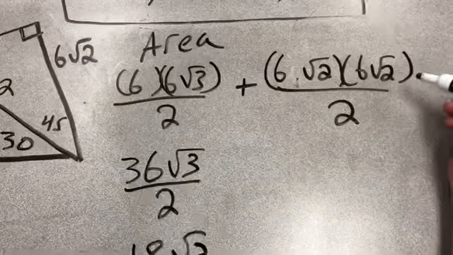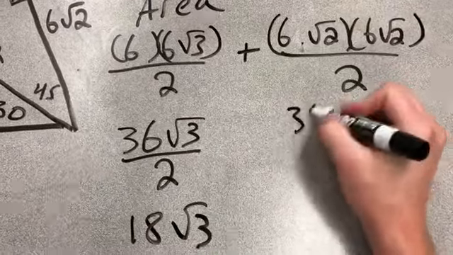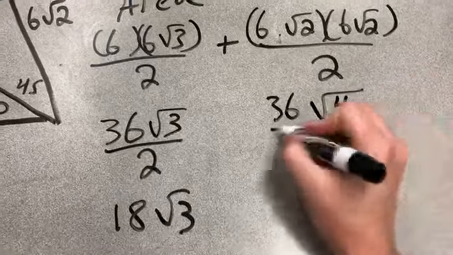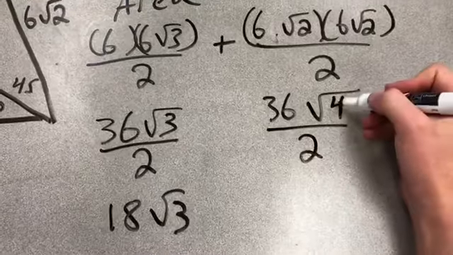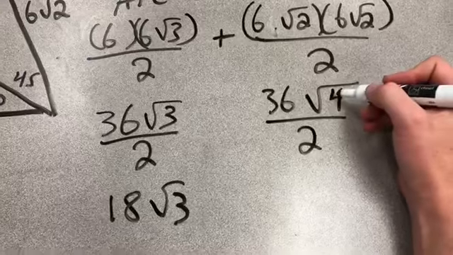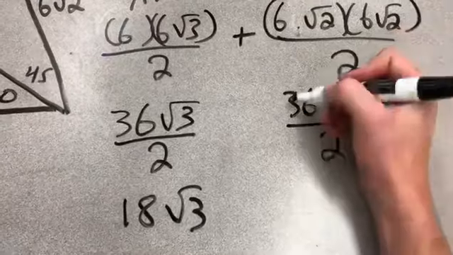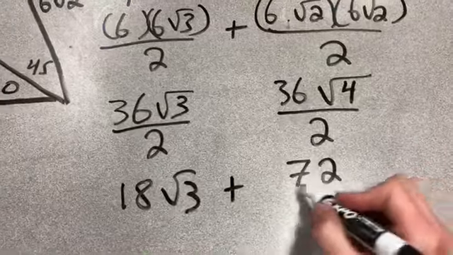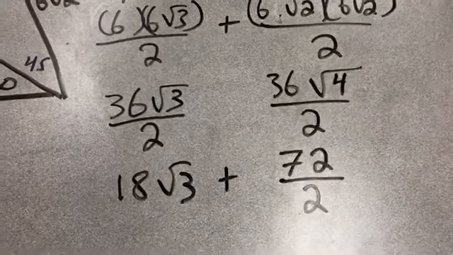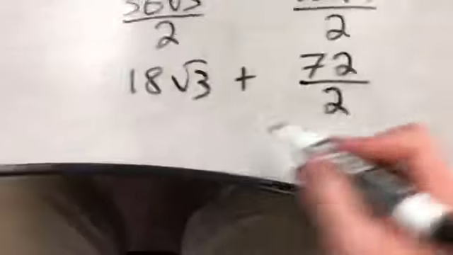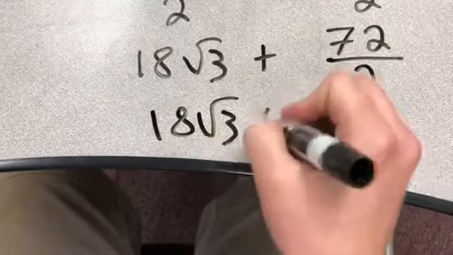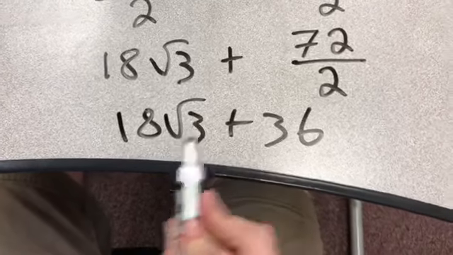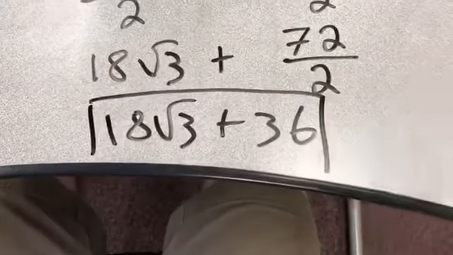Now we'll go over here. 6 times 6 is 36. Square root of 2 times square root of 2 is square root of 4. Now, as we know, the square root of 4 is 2. So this is technically 36 times 2. So we're going to end up with 72 over 2. And 72 divided by 2 is 36. These are not like terms because this has a square root of 3, but this doesn't. And so there's our final answer for the area.